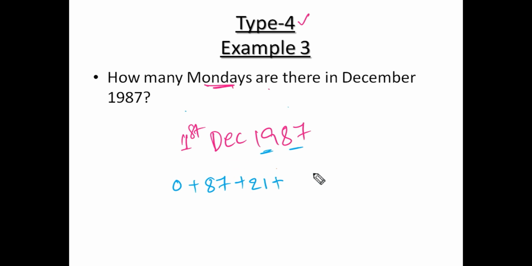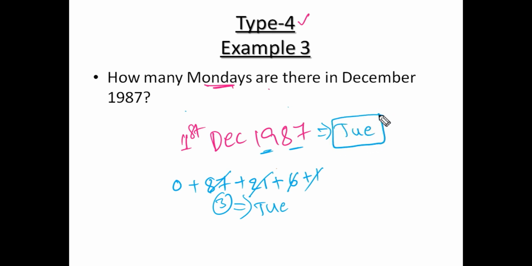Next December. December is 146, which means 6 plus 1 first day. So 21 is directly divisible by 7, cancelled. 6 plus 1 is directly divisible by 7, cancelled. 87, in that 87, 84 is divisible. Remainder is 3. If 3 is the remainder, 0 Saturday, 1 Sunday, 2 Monday, 3 Tuesday. So this is actually Tuesday. 1st December 1987 is actually Tuesday.